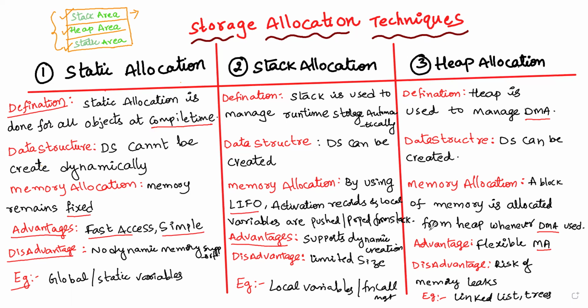So when we go for disadvantages, the disadvantage of static allocation is no dynamic memory allocation support. Static won't support runtime mechanism. Stack allocation disadvantage is limited size. It provides only limited size. But when we go for heap allocation, the disadvantage is the risk of memory leaks.